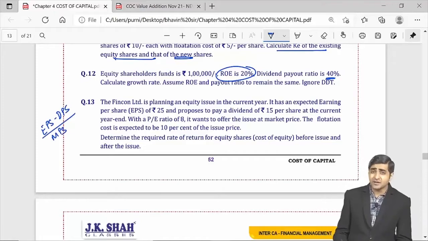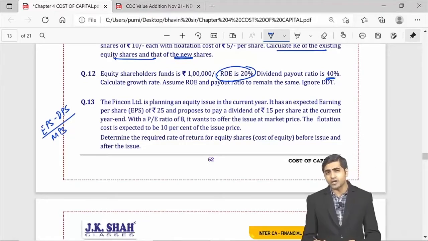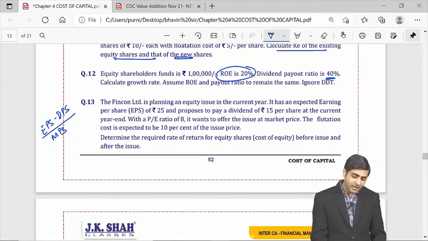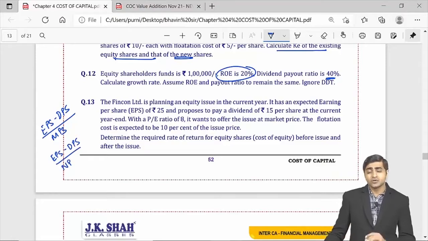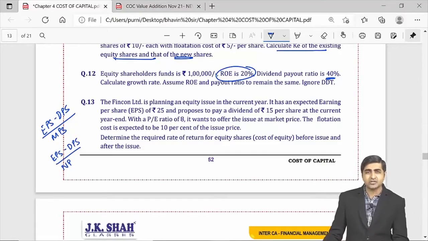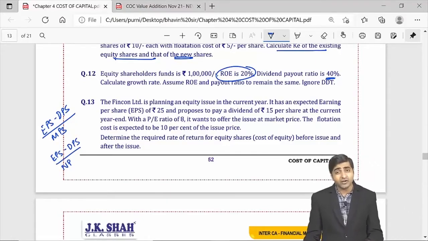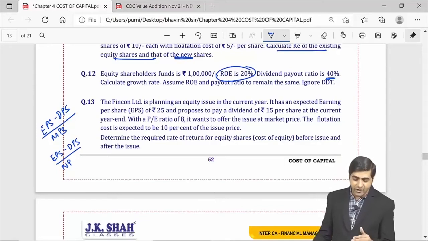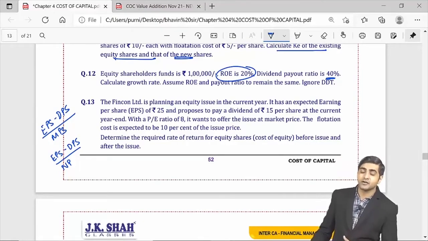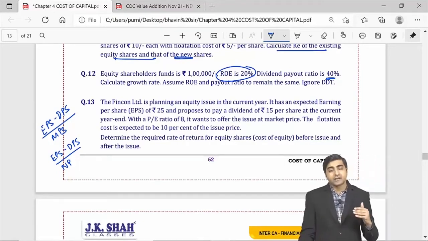And guys, whenever you want to calculate the growth rate for your new equity shares, it will be EPS minus DPS, and this we are going to divide by net proceeds. Okay, so that's how, my dear students, your retention needs to be divided by market price and your retention needs to be divided by your net proceeds for the purpose of calculation of your KE.